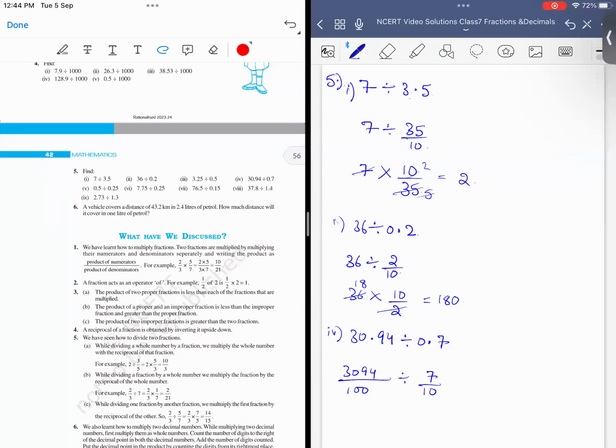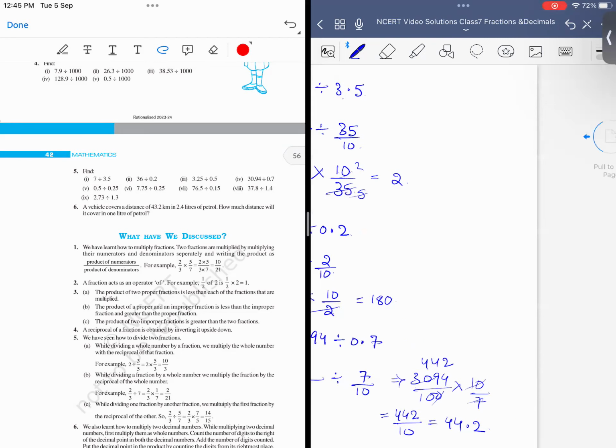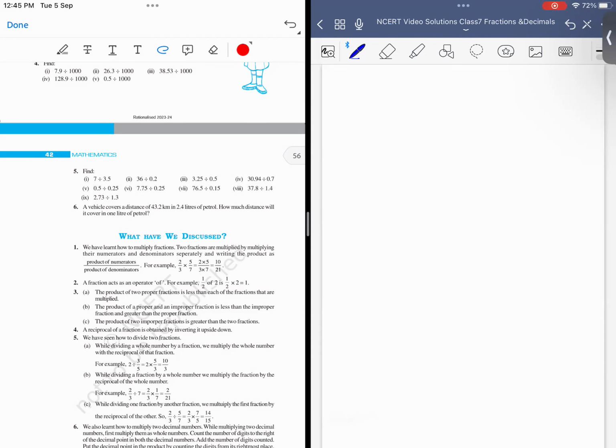Now how do we do the division? So 3094 upon 100 into 10 by 7. 10 and 100 factored out. And this 3094 and 7 can also be factored out. See here, 3094 is 442 times 7. So 442 upon 10, in decimals, it will be 44.2. So this is how we perform. Likewise we can do the rest.